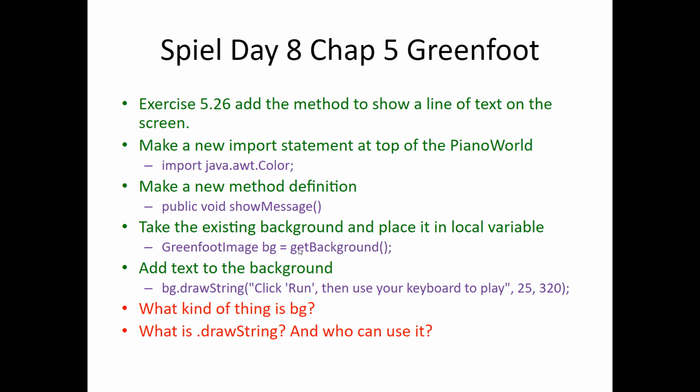Inside those curly braces of the show message method, you're going to get the current background, whatever the current background is. You're going to store it in a local variable called bg. Then the next line of code is going to be bg.drawString. So you're going to take the background that you just got and put into this local variable called bg, and draw a string onto it. Here's the location where you're going to add the string data.